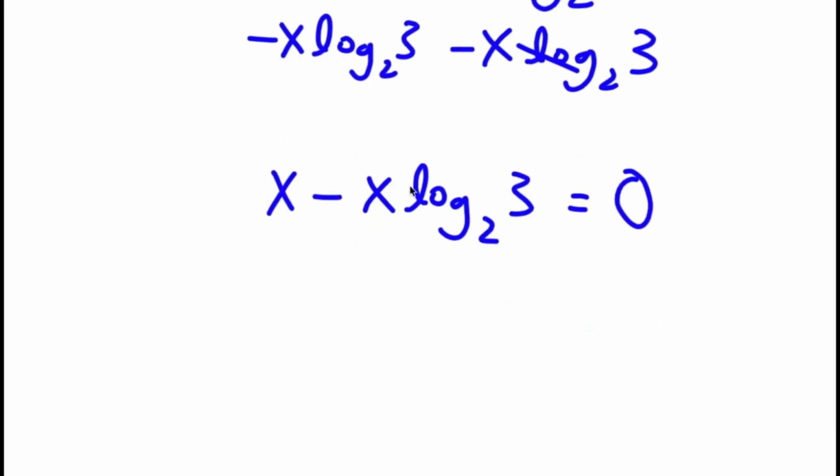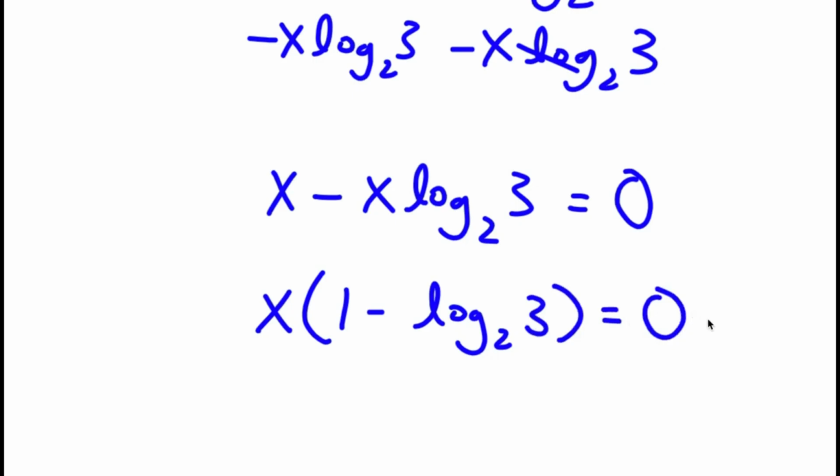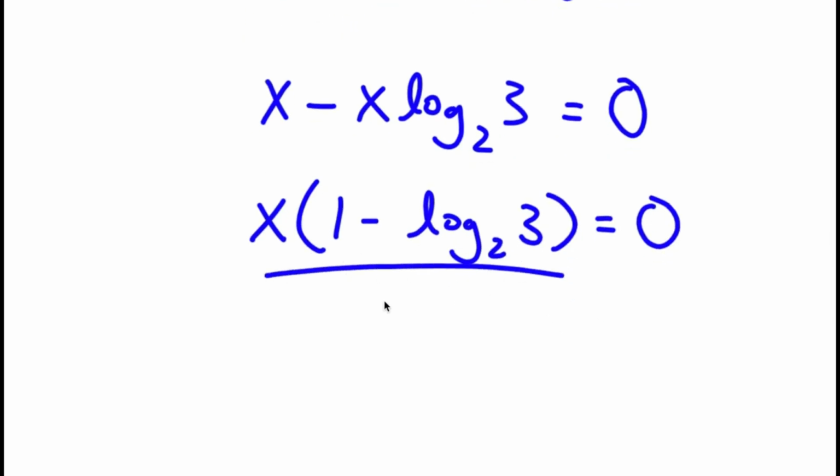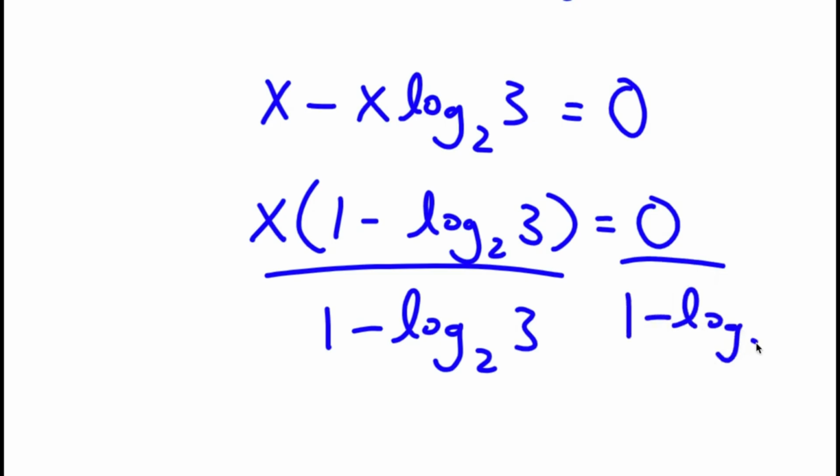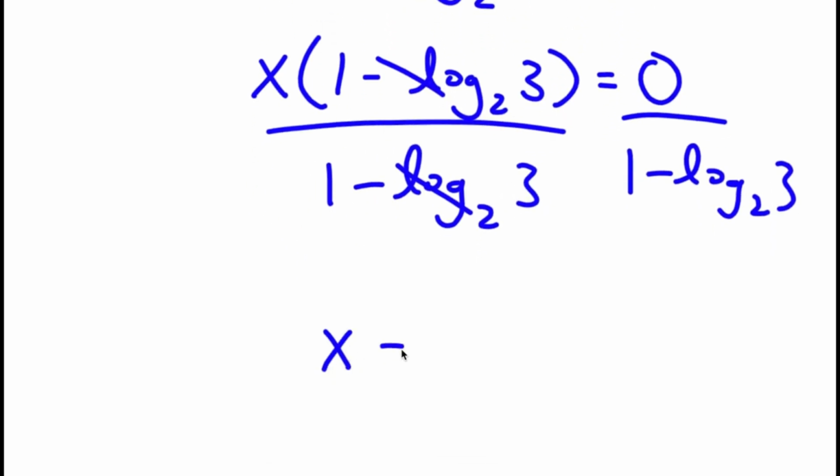So now I'm going to factor out x from the left-hand side. So now I have x times 1 minus log base 2 of 3 is equal to 0. Now if I divide both sides by 1 minus log base 2 of 3, these two cancel out, and now I am left with x is equal to, well, 0 divided by 1 minus log base 2 of 3 is simply 0. So I'm left with x is equal to 0.